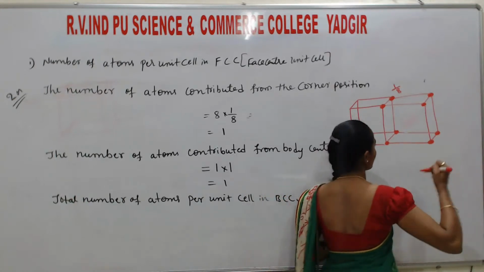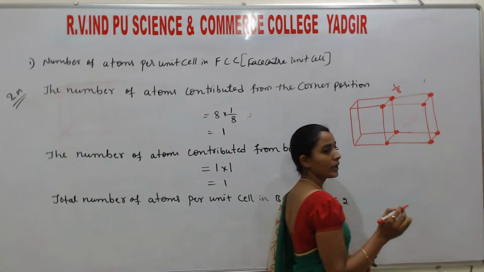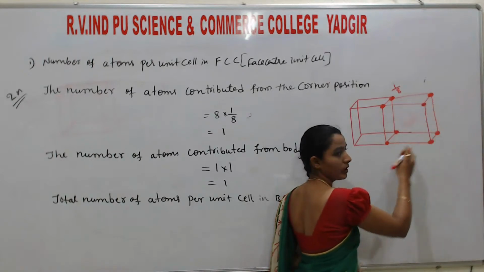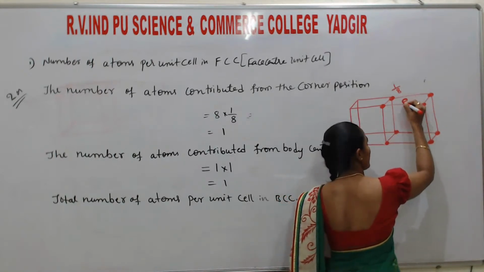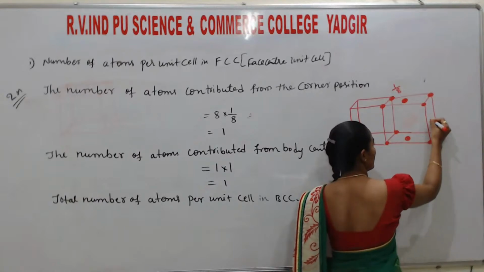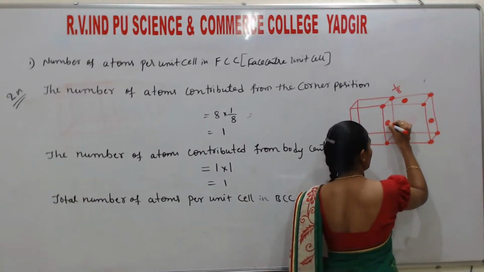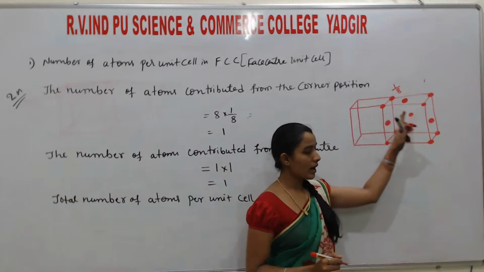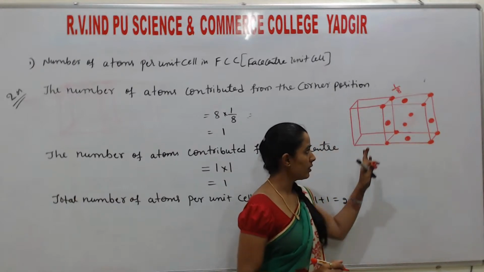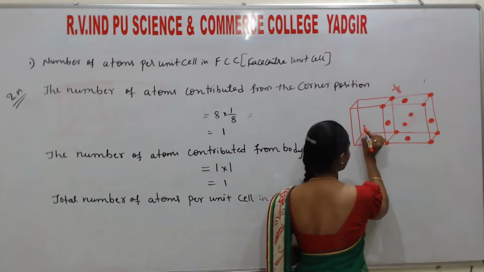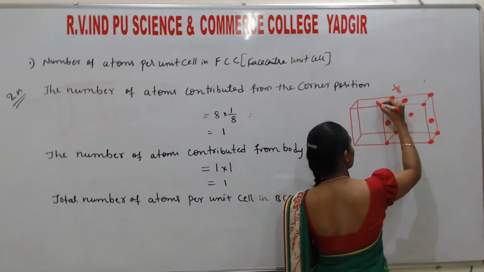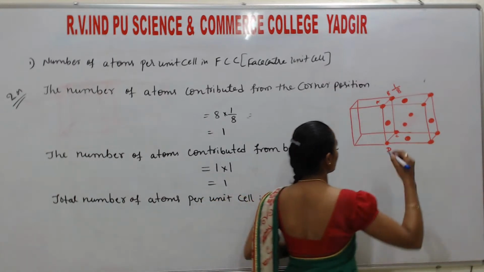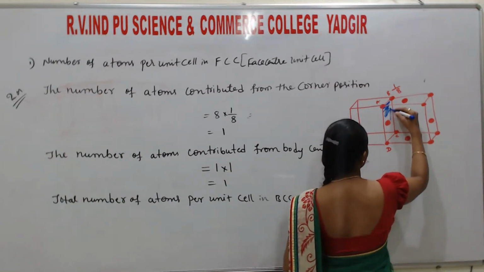So face centered unit cell means the constituent particles are present at the center of each face along with the corner positions. Here this is above, this is below, this is left, this is right, this one is front, this one is back. Total 6 atoms are present at the 6 faces of the unit cell. Here, if I consider the face A, B, C, D, this face is common for both the unit cells, correct?